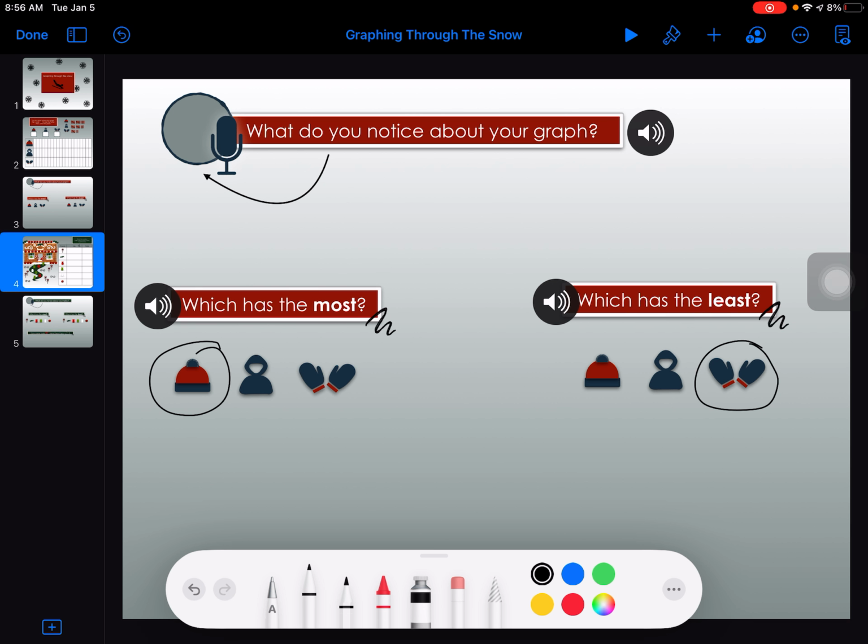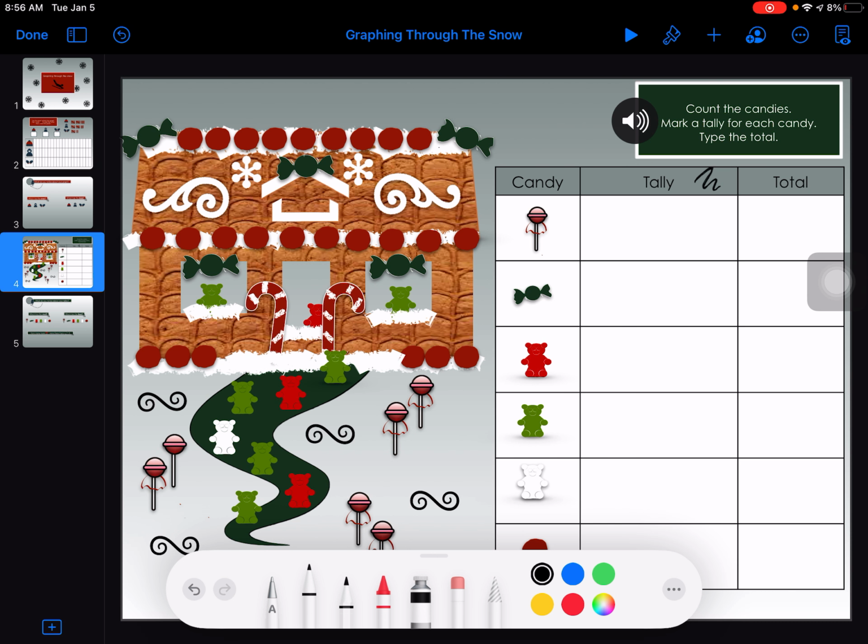Let's go on to the next part. Ooh, look at the gingerbread house. So many decorations and candies. The directions say count the candies. Mark a tally for each candy. Then type the total. So what we're going to do is count how many of each candy. We're going to start with lollipops.